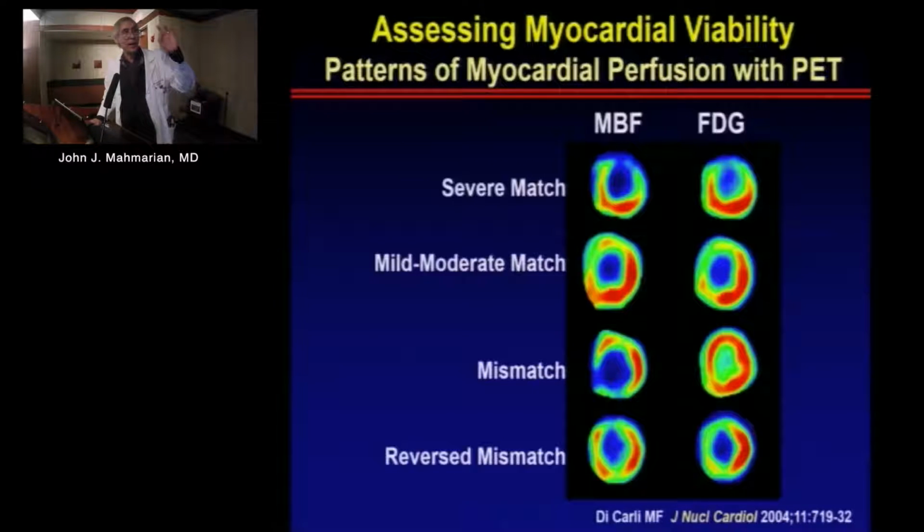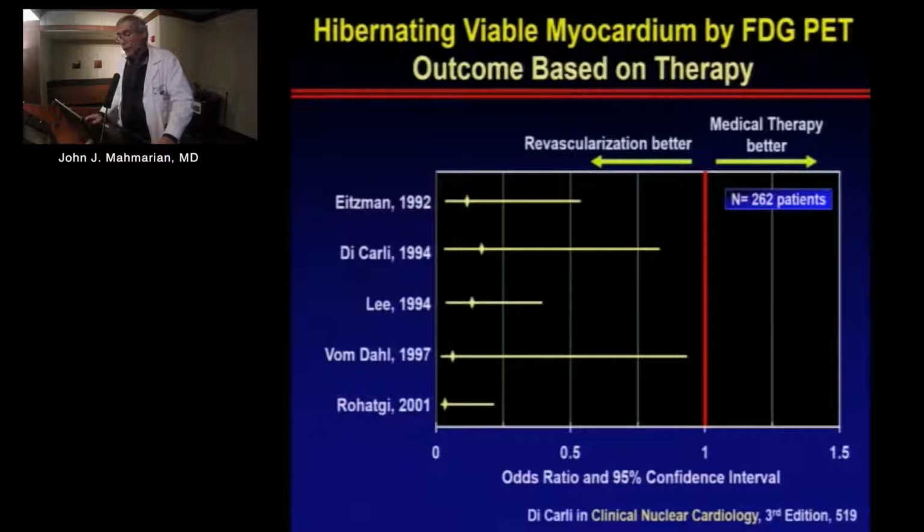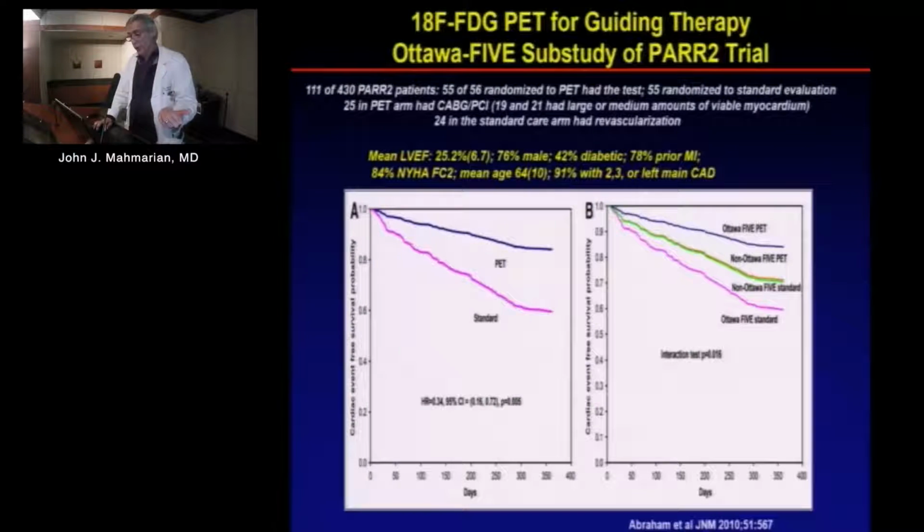So here you have an abnormality in flow, but you have normal glucose uptake, which means that the myocardium is using glucose metabolism. It has substituted glucose metabolism for fatty acid metabolism to sustain itself, and it is viable. And if you look at the data on hibernating myocardium using FDG PET imaging, this is a summary from DeCarli, you can see that patients who are considered viable clearly do better in every study when they're shown to be viable by PET with revascularization than they do with medical therapy.